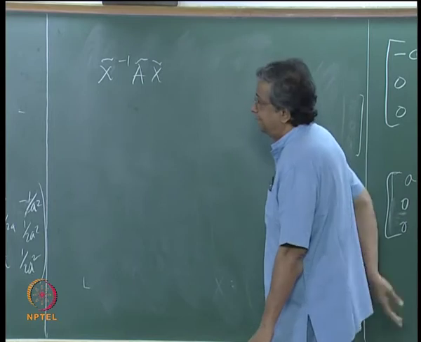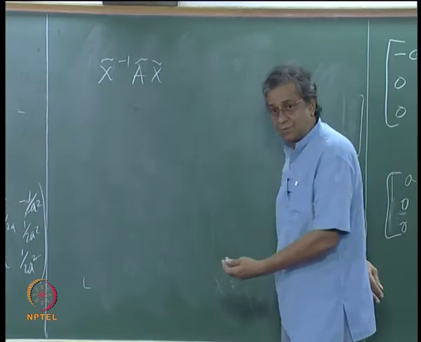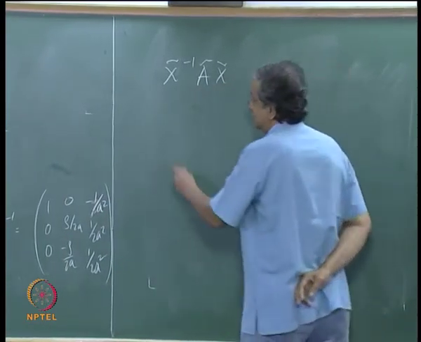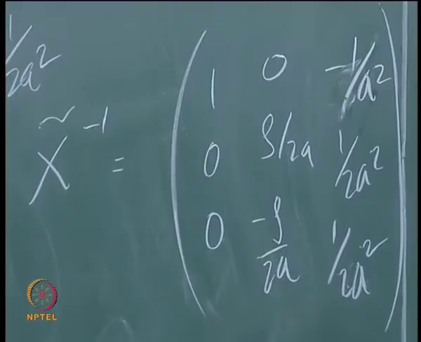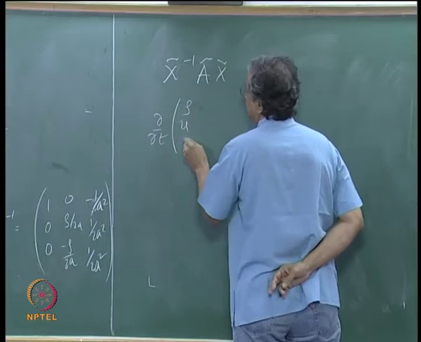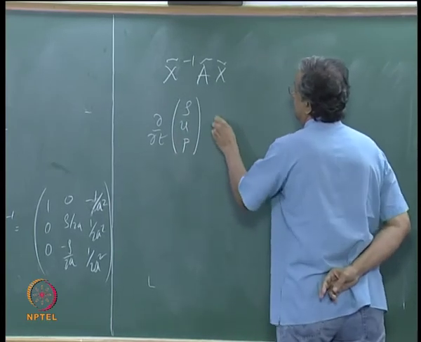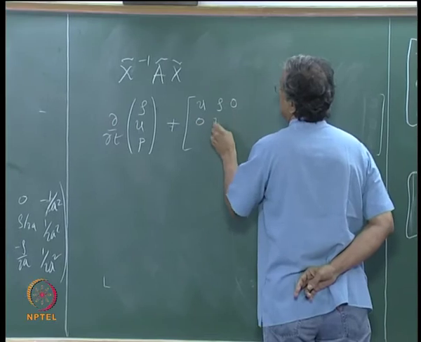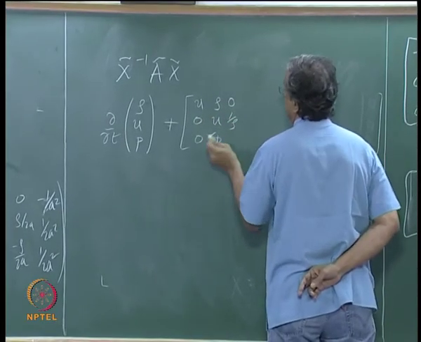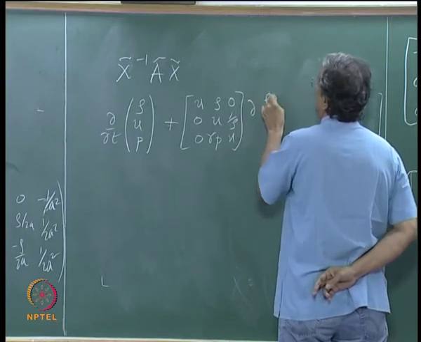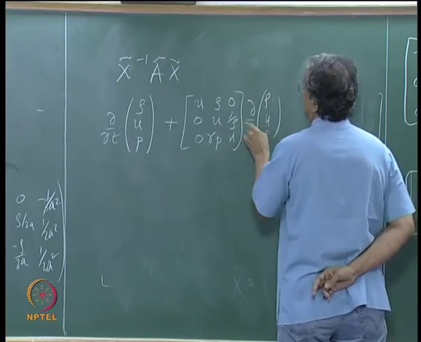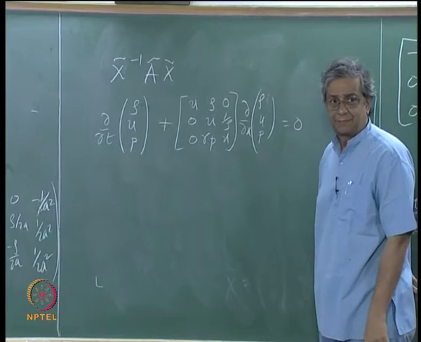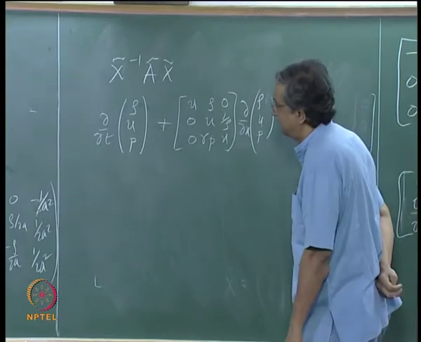Okay, so what was the deal? What we basically got was the equation: dou q tilde by dou t, dou rho u p, plus A tilde dou rho u p by dou x equals 0. If you were to pre-multiply this whole equation by X inverse, it's supposed to diagonalize it.